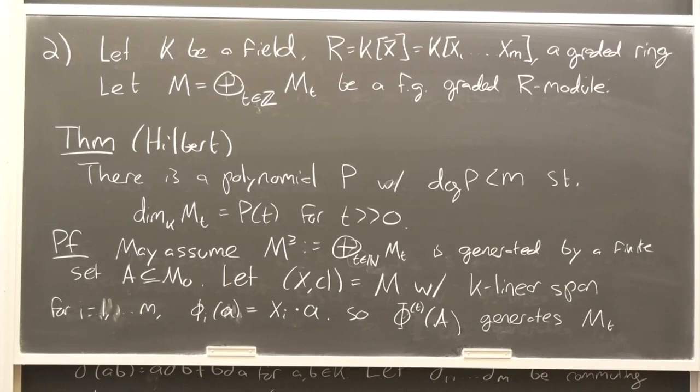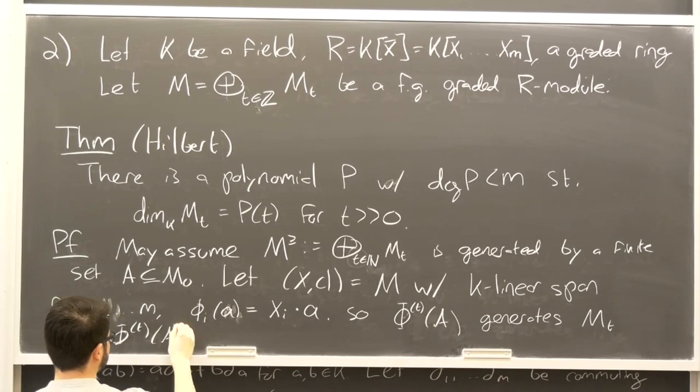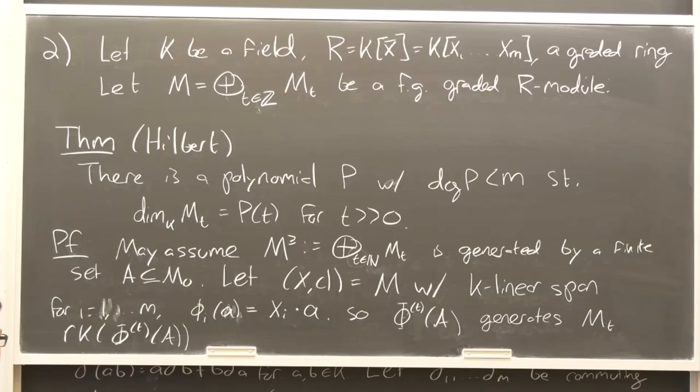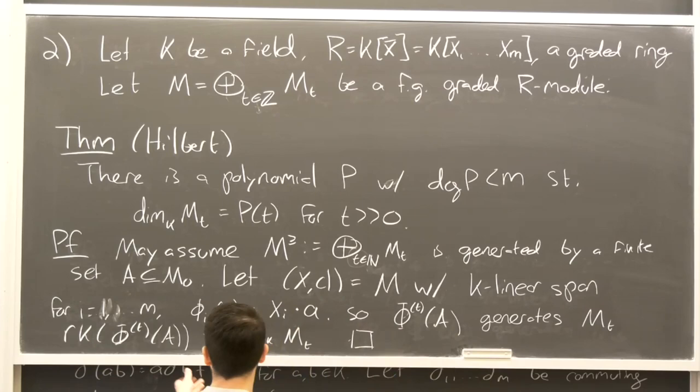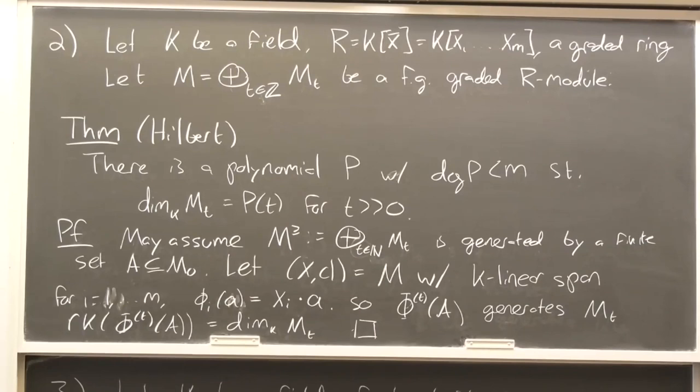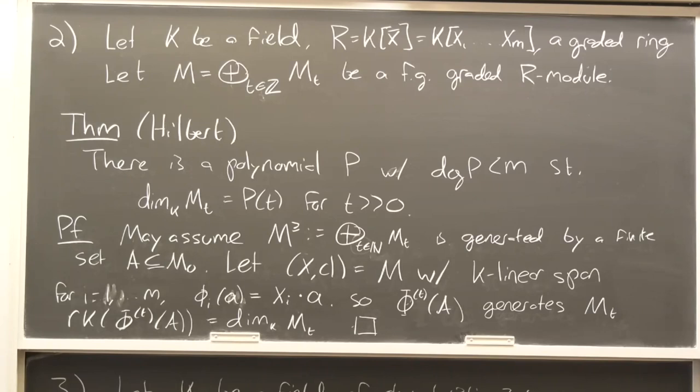And so the rank corresponding to K-linear span is just K-linear dimension. Since this thing generates Mt, the rank of this will be the same as the K-linear dimension of Mt. And then again, you just apply the theorem to get that this is equal to a polynomial for sufficiently large t. Of course, here we're only doing this for t bigger than 0, but the theorem only asks that, so you can forget about all the lesser stuff.